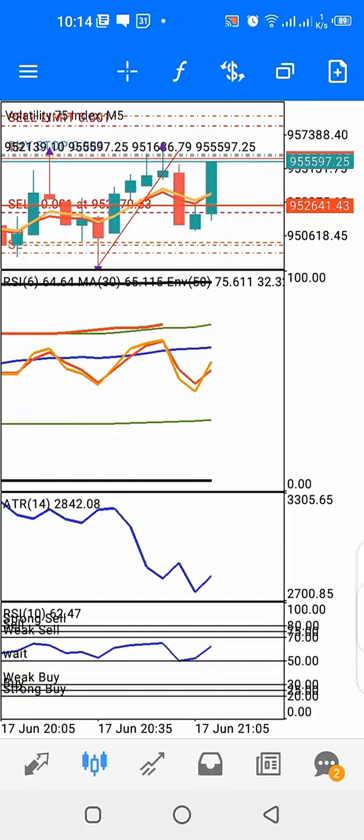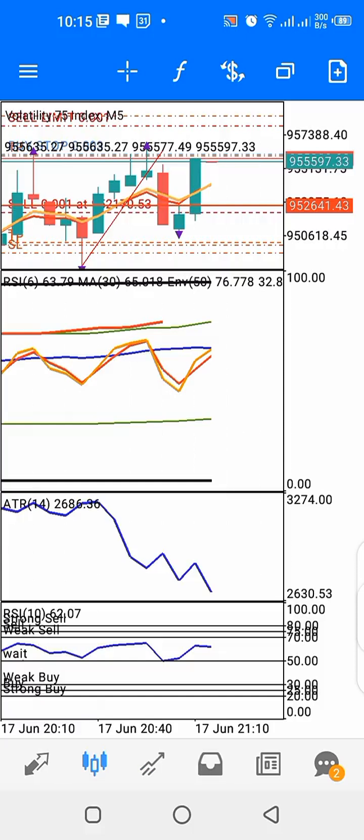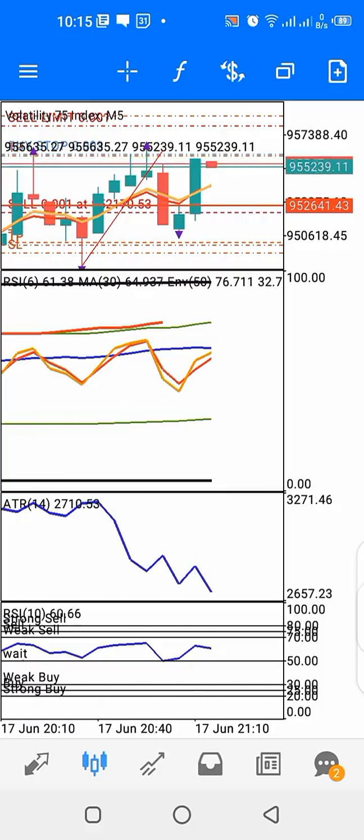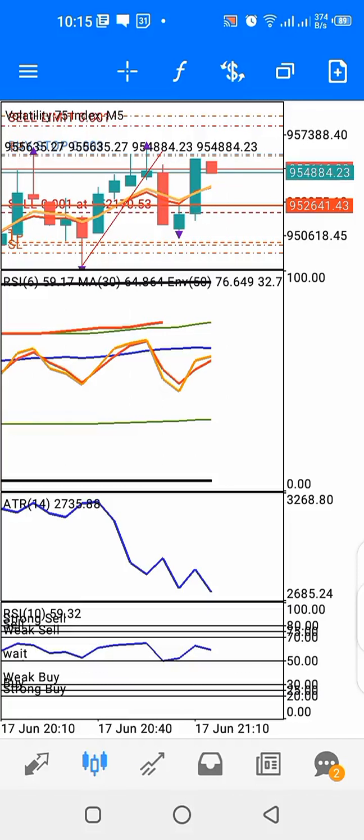But for now, okay, price is about to trigger the buy stop order. We're in a drawdown. Price is going to trigger a buy stop order. Don't forget, the buy stop order is 3 times the running sell trade.